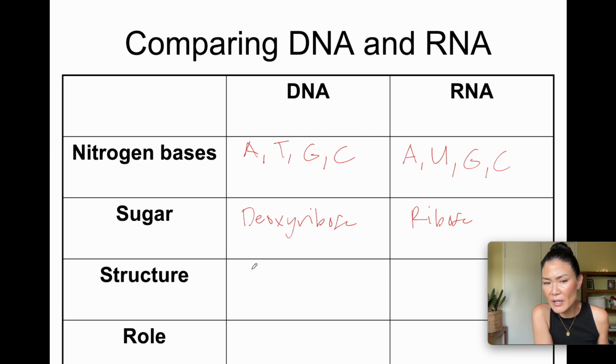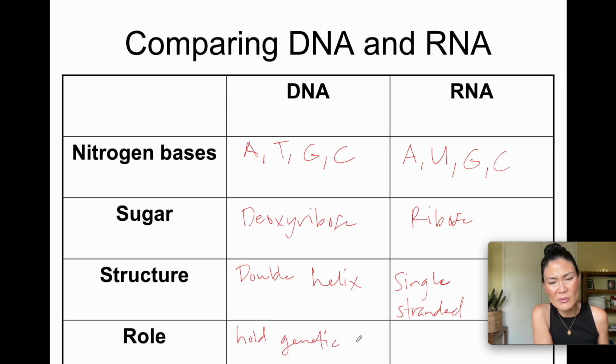Structure. What does DNA look like? It's actually a double helix. It's double-stranded, and helix meaning that it's coiled. RNA is single, like some of you. It's single-stranded. It's not in a helix. The role of DNA is to hold genetic information, or I should just write genes. Whereas RNA plays a big role in protein synthesis. Okay?